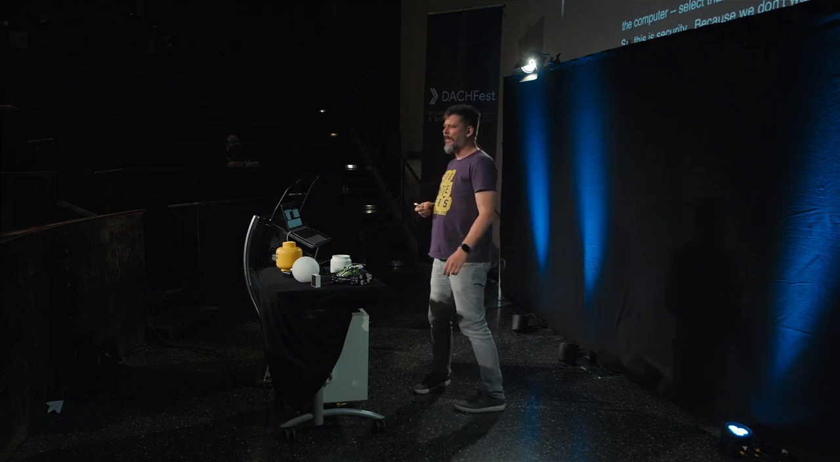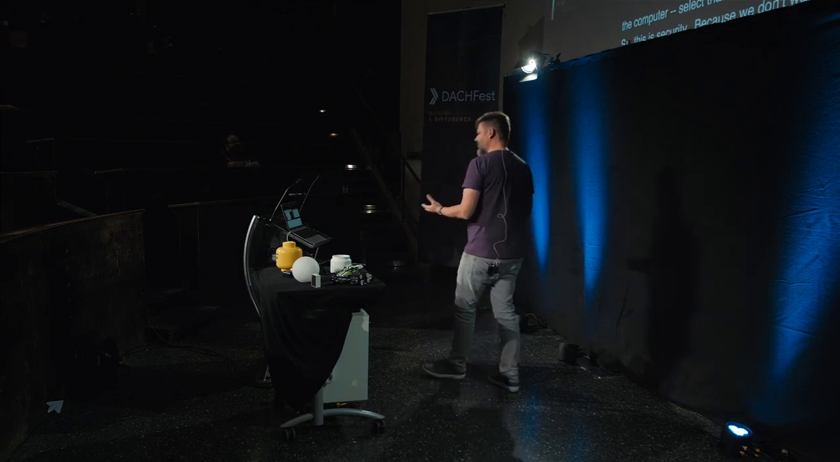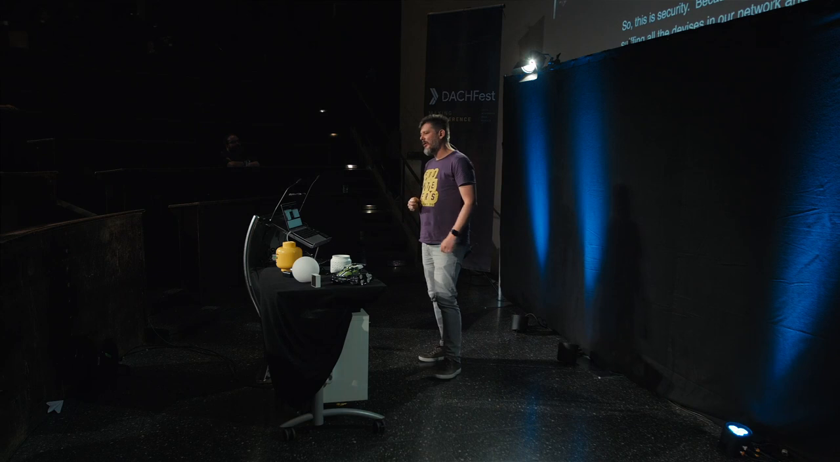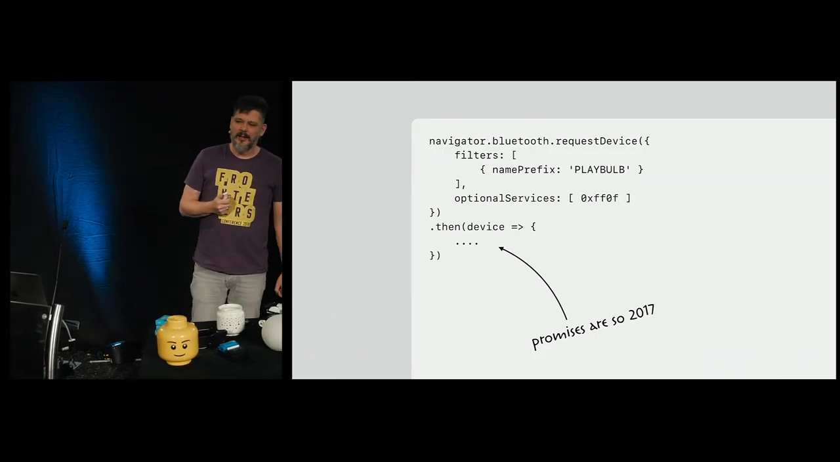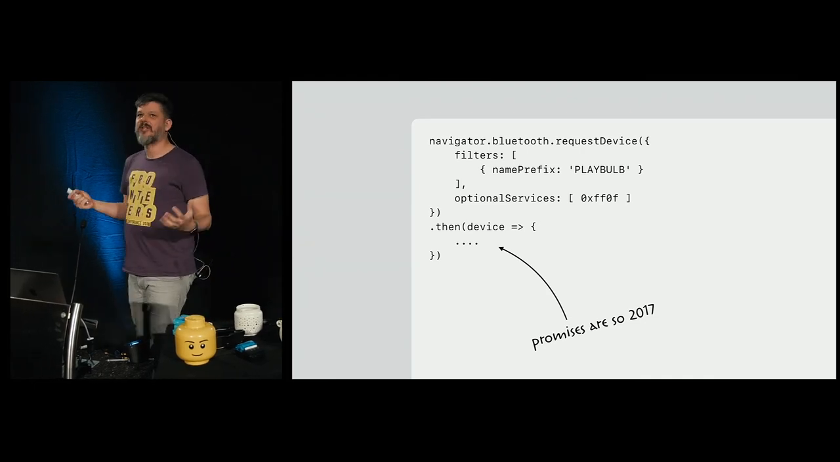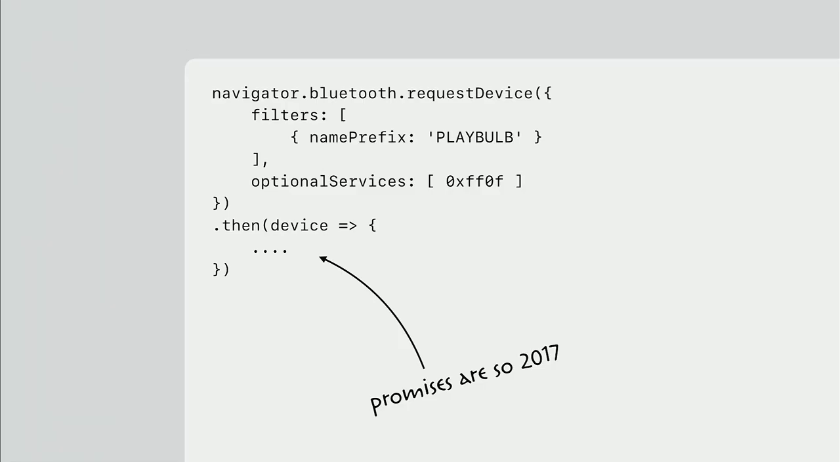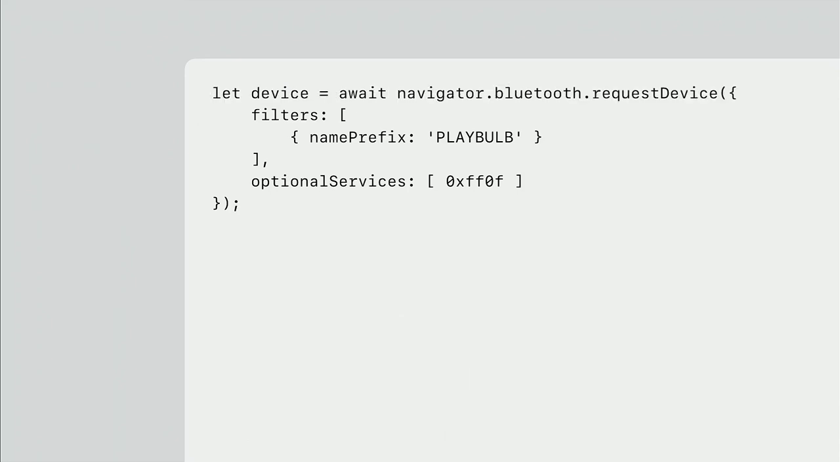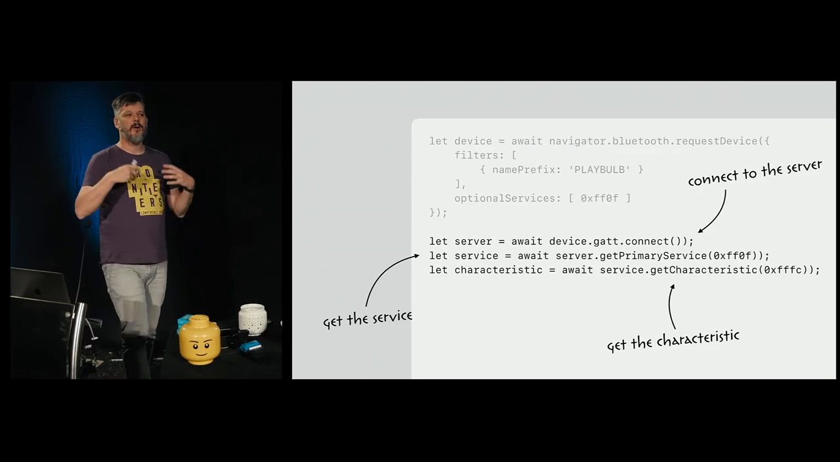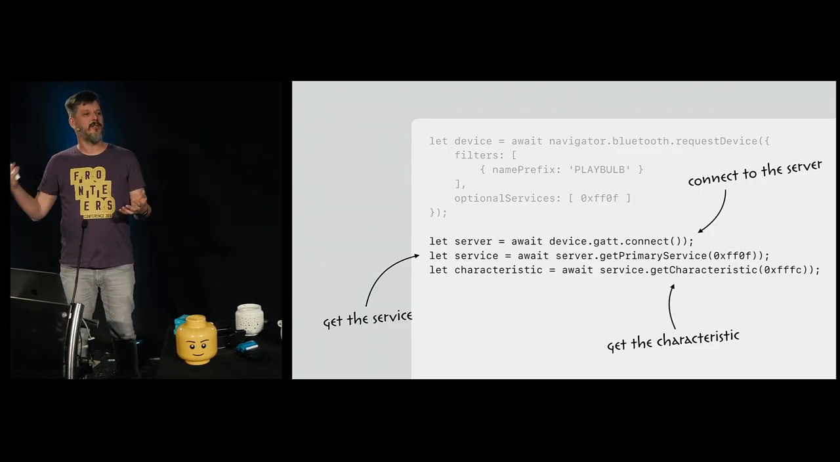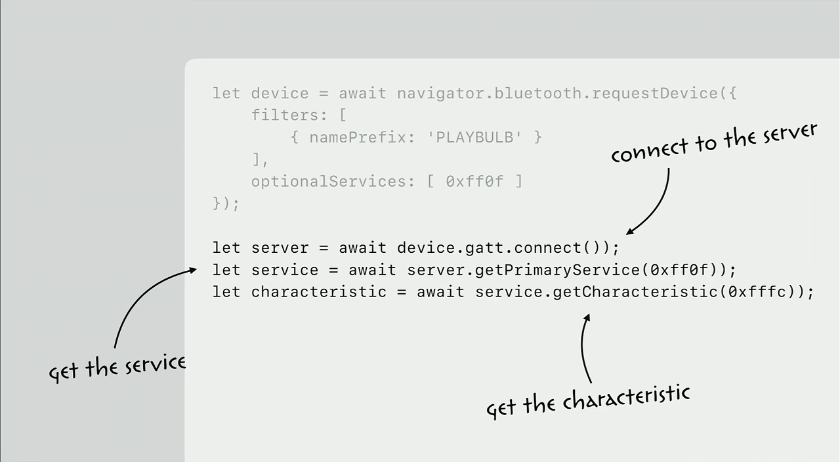So once the user clicks on the pair button, we get a promise back. And with that promise, we can actually get to the data. But promises are so 2017, we now have async await, and that works even better. So we can await request device, and we get the device. And then we can await connecting to the GATT server and get the server.